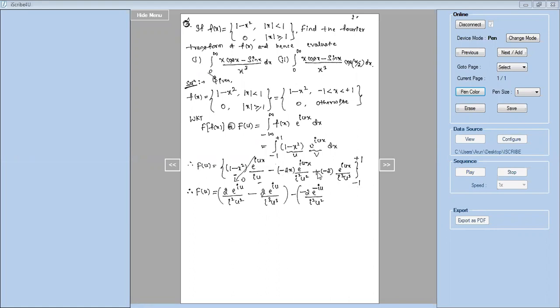Next here, plus into minus, minus 2. So put x equal to minus 1 here. It becomes e power minus I into u divided by I cube u cube. Right? So this is by the lower limit. Upper minus lower. Now let us simplify this.